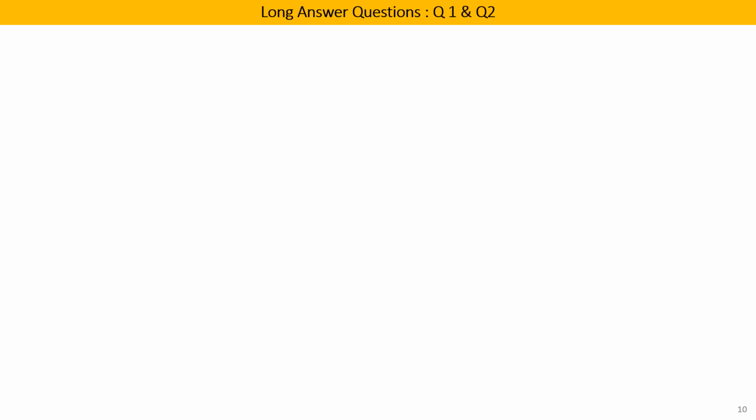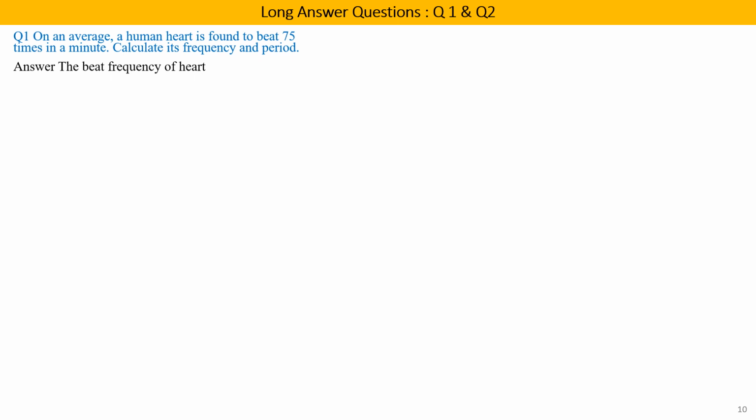Now we will take up long answer questions. The time is very short, so we will just review them quickly. On average, the human heart is found to beat 75 times in a minute. Calculate its frequency and period.